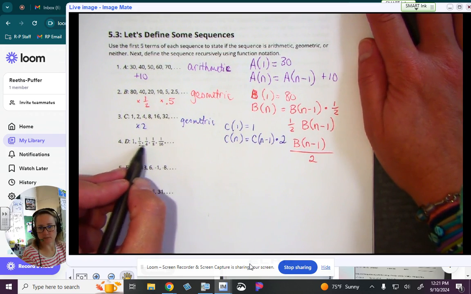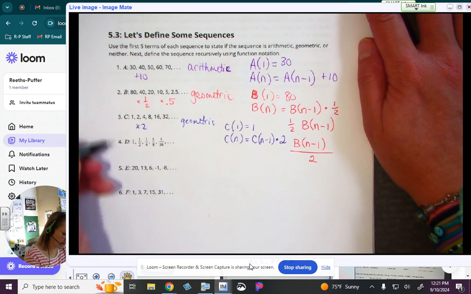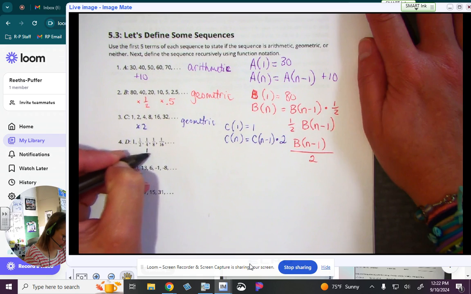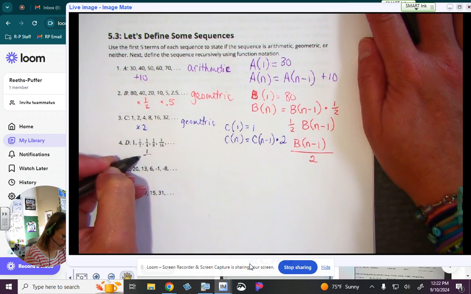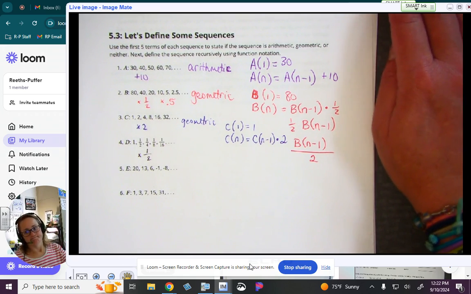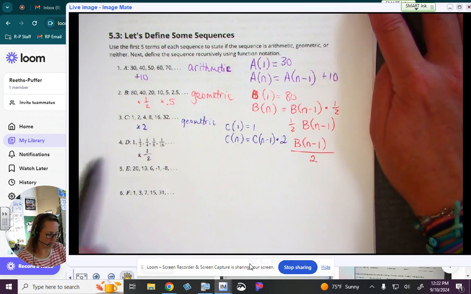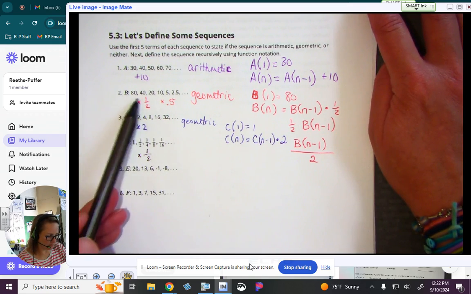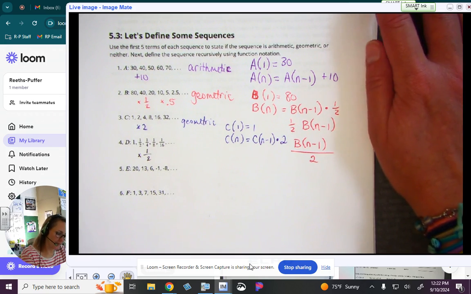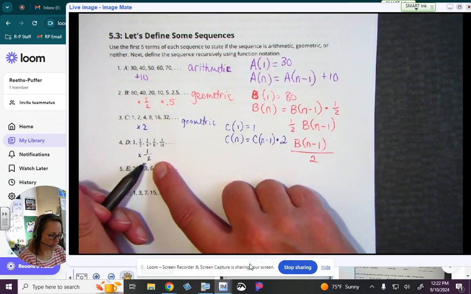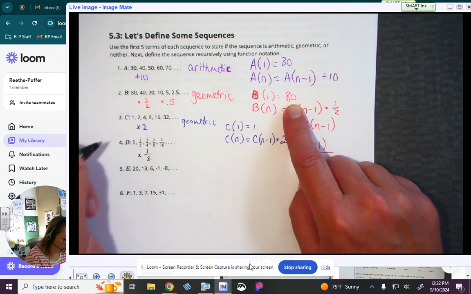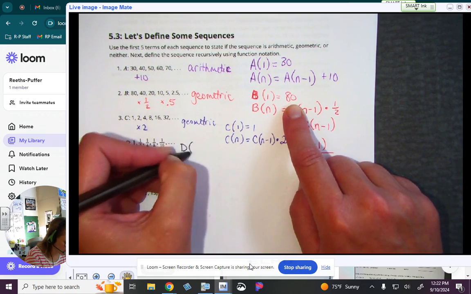1 becomes a half, becomes a quarter, becomes an eighth, becomes a 16th. Let's see. The numerators stay the same. The denominators double. So we're multiplying by half again, cutting everything in half and half and half and half. Multiplying by half looks an awful lot like the previous one, but notice that we're starting with a different number. So we have a different sequence definition.